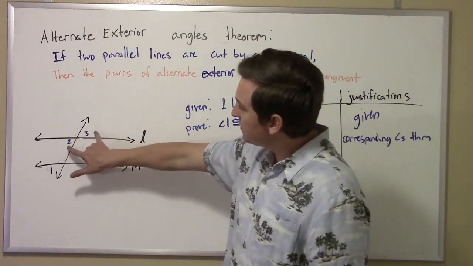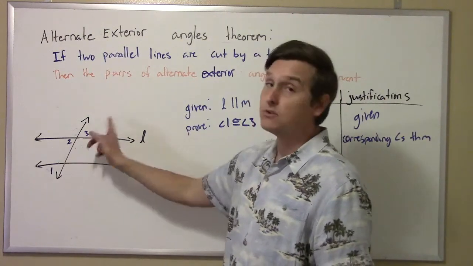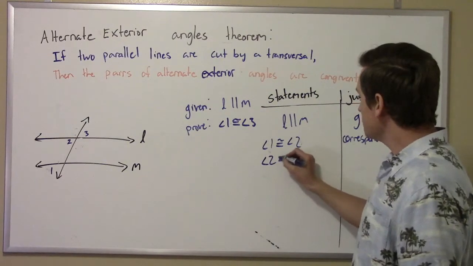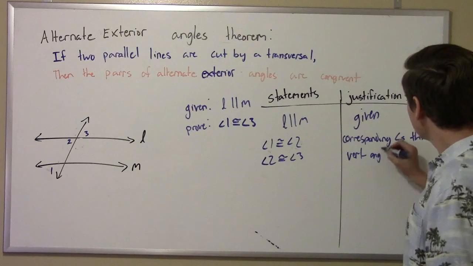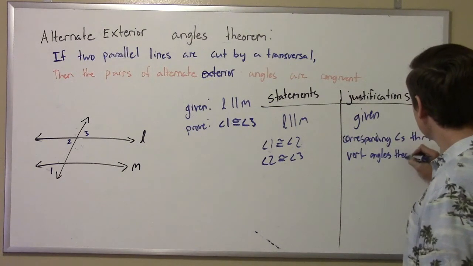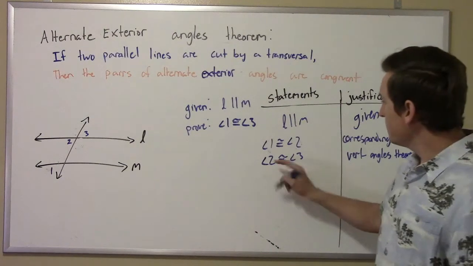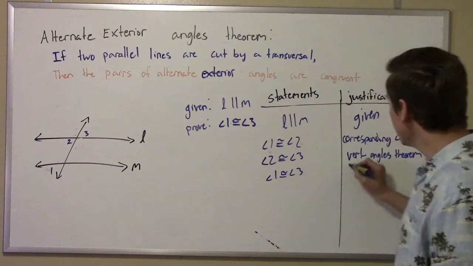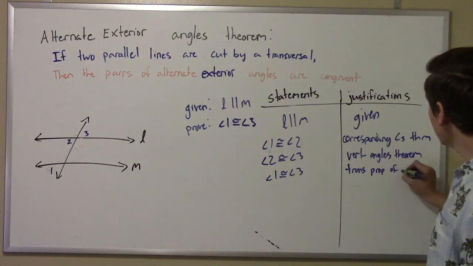Okay, what do we know about 2 and 3? Well, those have to be congruent to each other because they're vertical angles, right? So again, we're using the vertical angles theorem. Angle 2 is congruent to angle 3, by the vertical angles theorem. And then we can say, therefore, angle 1 is congruent to angle 3 by the transitive property of congruence.